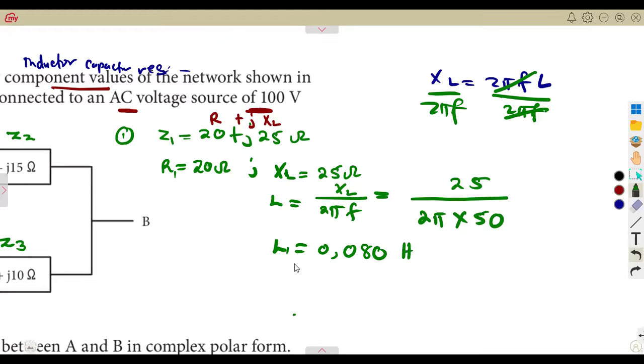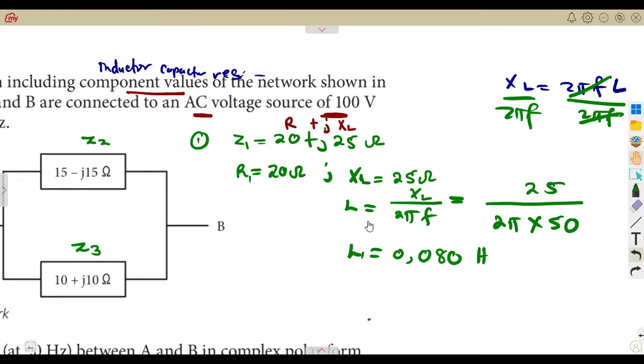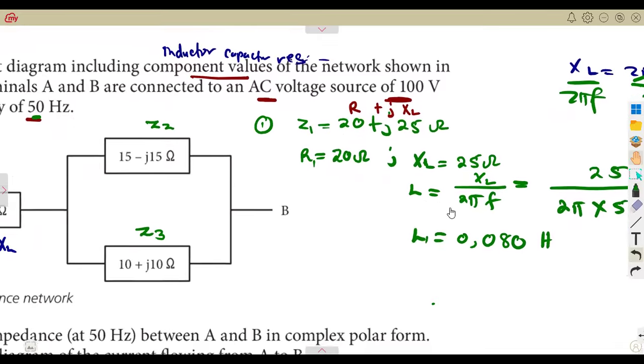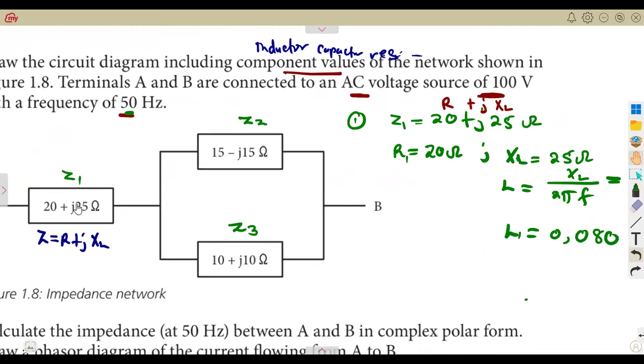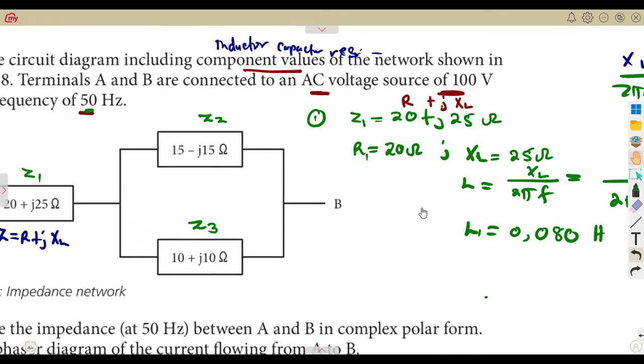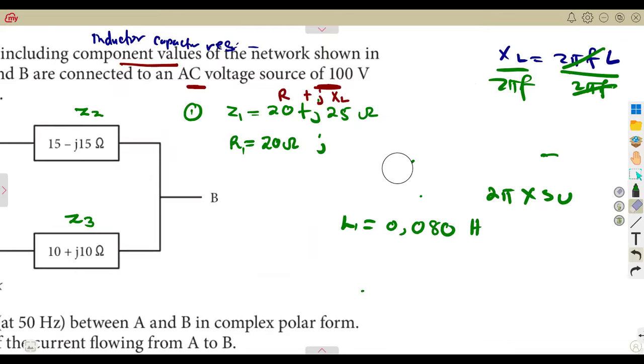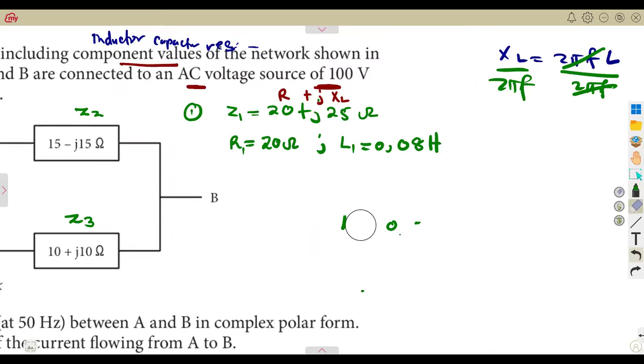So this is to 3 decimal places, if you are working with the 3 decimal place concept. So meaning to say, on this Z1, we have a resistor and we have also the inductor. Okay? That is what we have on Z1. So let me just remove this and write our inductor. L1 is 0.08 henries, or you can write it as 80 millihenries.